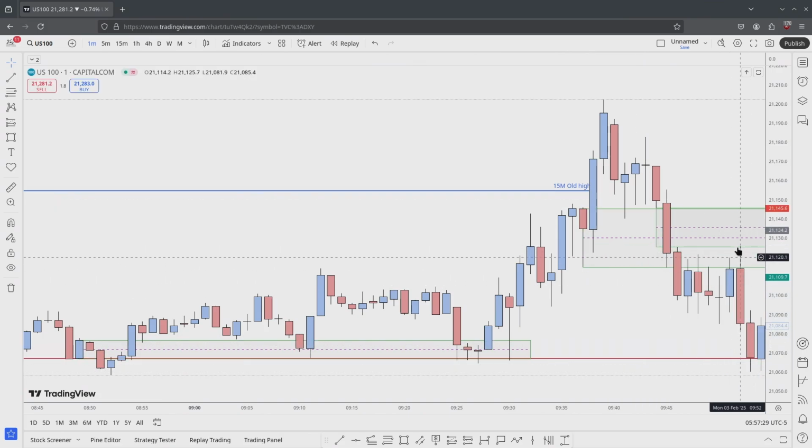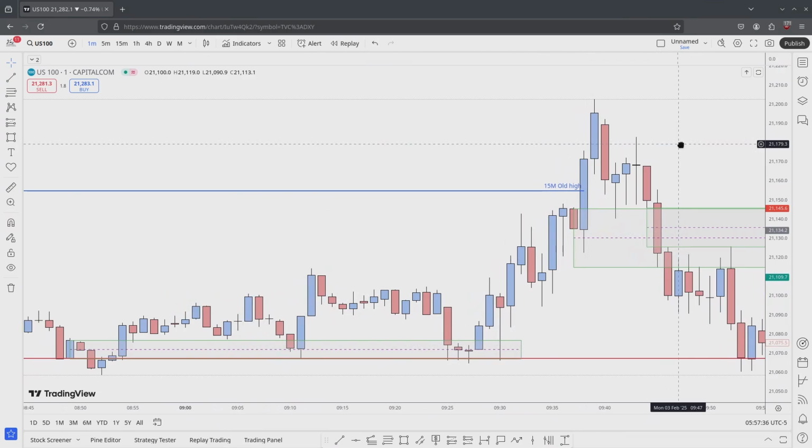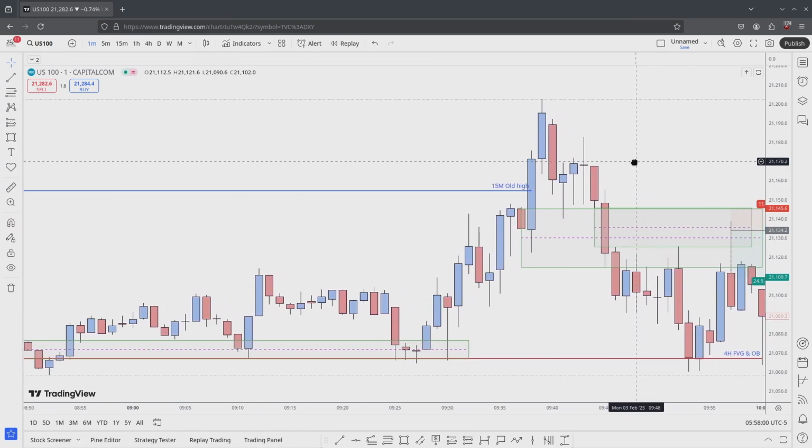I didn't like the fact that we tapped the low of that fair value gap, but did not trade into the fair value gap. More times than not, with my backtesting, I have seen that price taps into the fair value gap like this, or taps into the breaker block. And then price comes back and price trades into the level, and then price rallies lower. So I opted to wait.